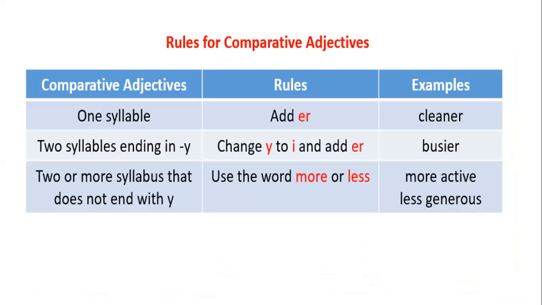Okay, so the rules again. When we have a comparative adjective of one syllable, you just add ER. Cleaner, clean, cleaner. When you have two syllables ending in Y, you change the Y to I and add ER. Busy, busier. Two or more syllables that don't end with Y, you use the word more or less. More active, less generous.